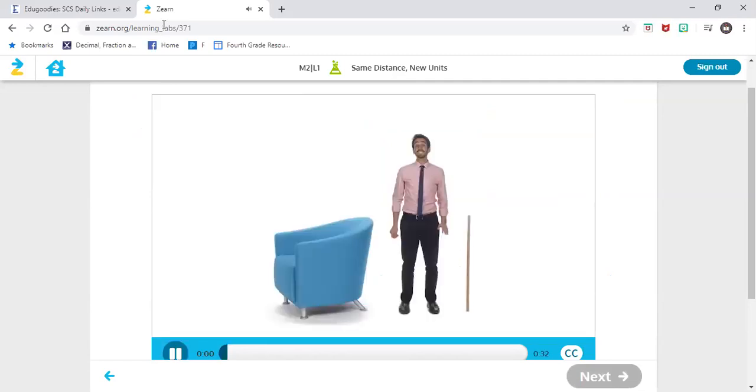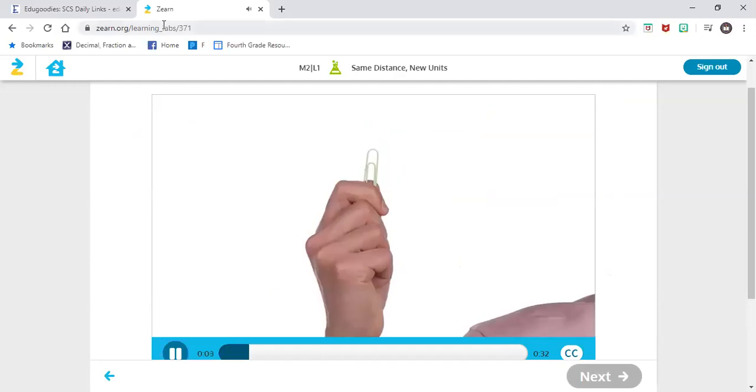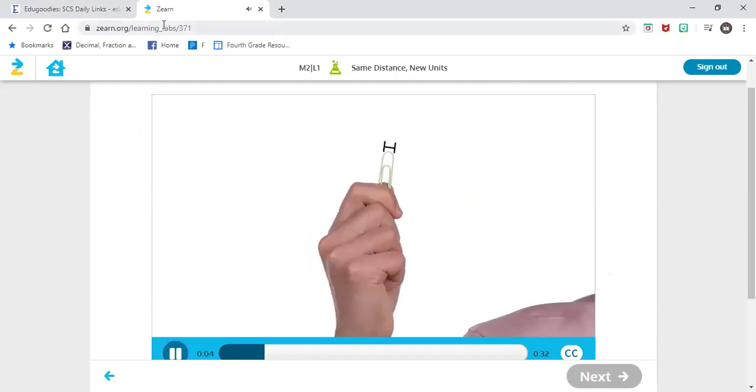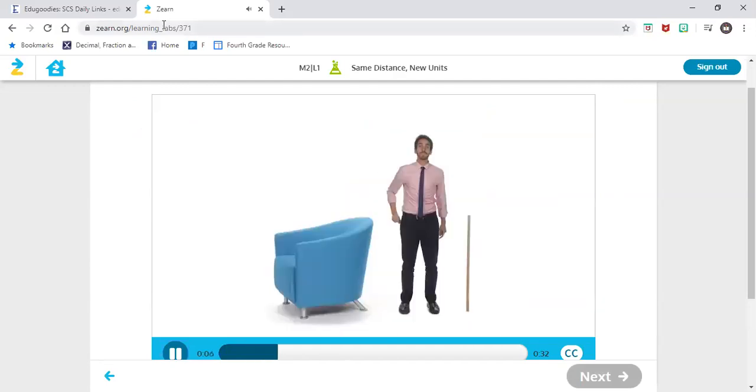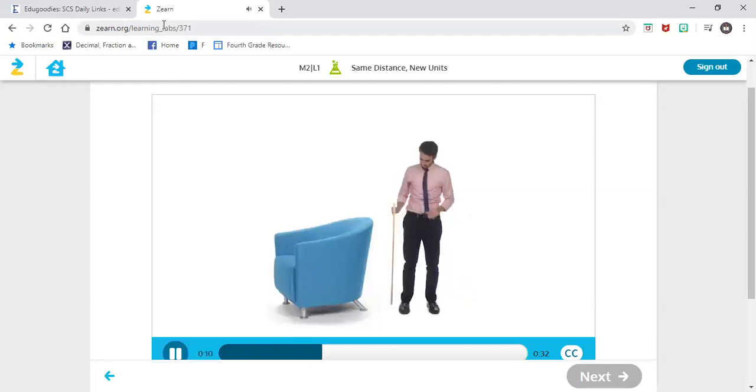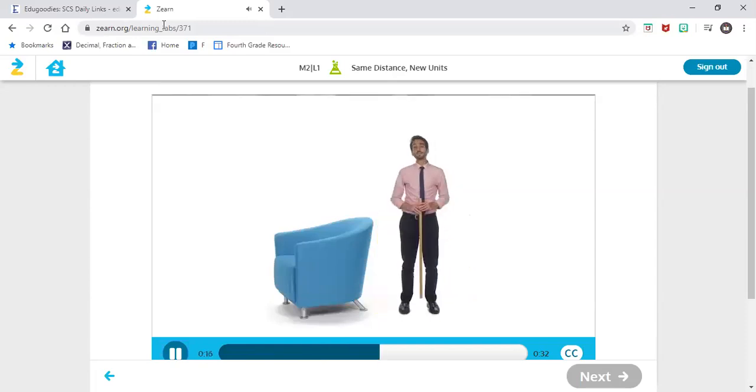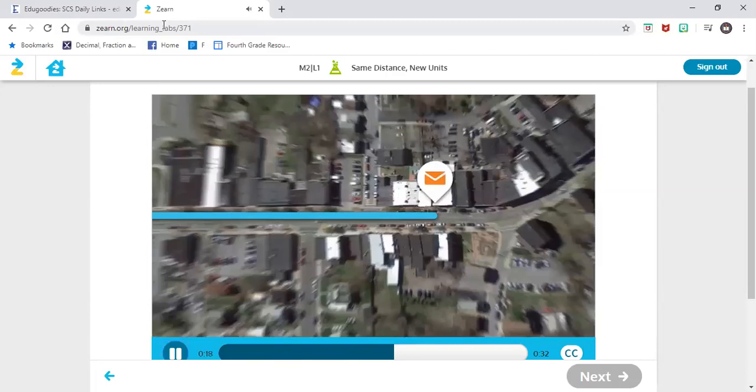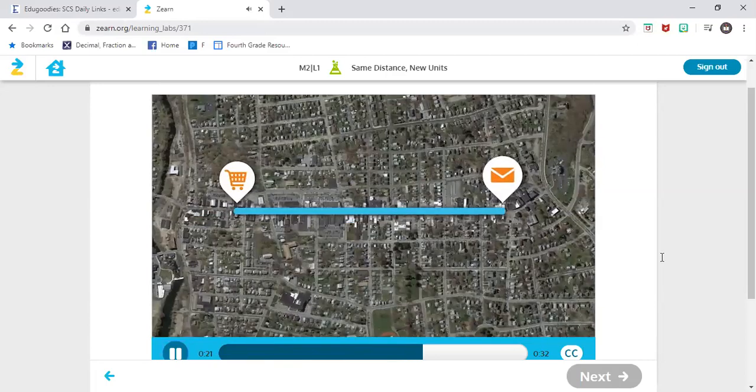A centimeter is about the width of a paperclip. A meter is about the height of a chair. A kilometer could be the distance between the post office and the supermarket in a town.